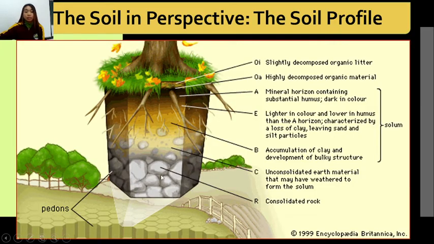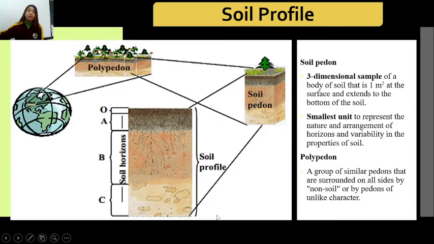Let us begin with the pedons and polypedons. What is a soil pedon? Soil profile is just a phase of the soil pedon. A soil pedon is a three-dimensional sample of a body of soil that is 1 square meter at the surface and extends to the bottom of the soil. So, the soil pedon already has a complete structure. It is like a human fetus that is not yet complete, but when you say pedon, you can consider that as land already.